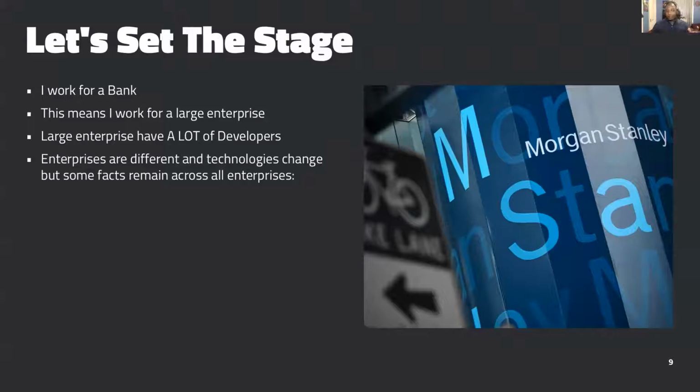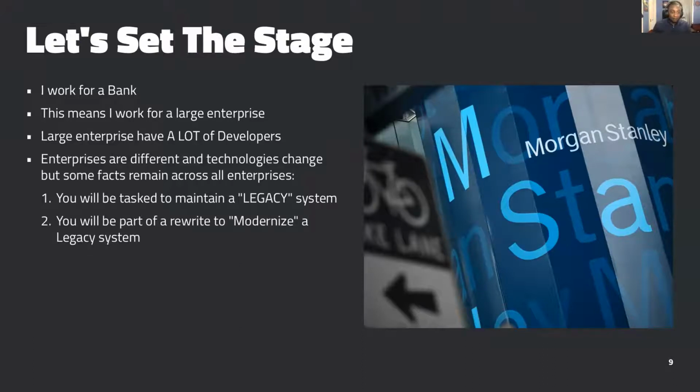Take some notes here if you ever want to work for a bank or a big enterprise. You will be tasked to maintain a legacy system. It is guaranteed that you will be tasked to maintain a legacy system. You will be part of a rewrite to modernize a legacy system. So at some point, and I've been through many of these, someone's going to say, all right, this thing is old. It's not keeping up with technology. Let's write it again.